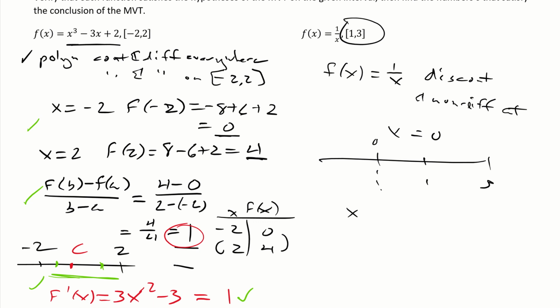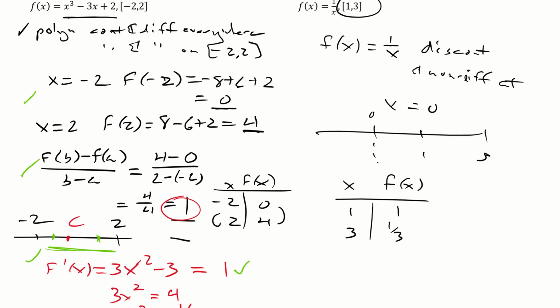Here's x, and here's f of x. And I'm going to plug in the endpoints 1 and 3. 1 gives us 1 over 1 is 1. 3 gives us 1 over 3 is 1/3. And then I'm going to find the slope. M is equal to 1/3 minus 1 over 3 minus 1. So we're getting a negative 2/3 over 2, which I think is a negative 1/3.